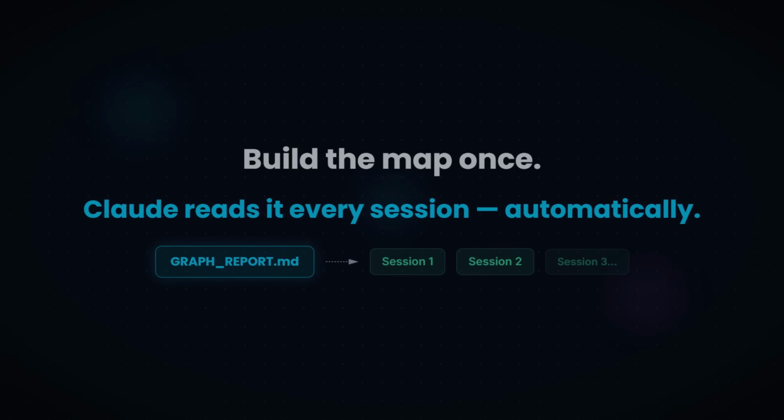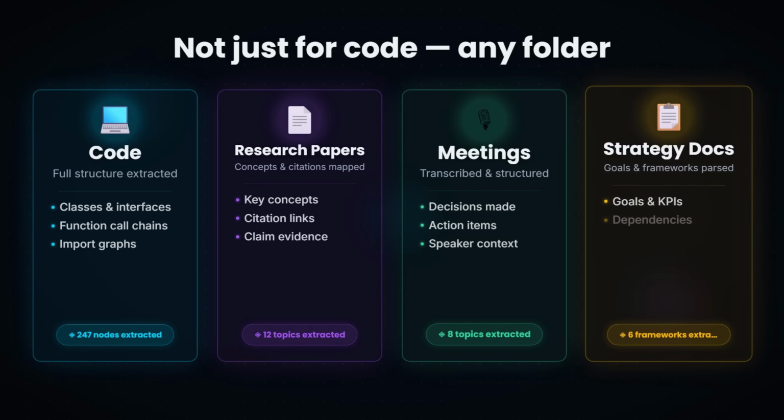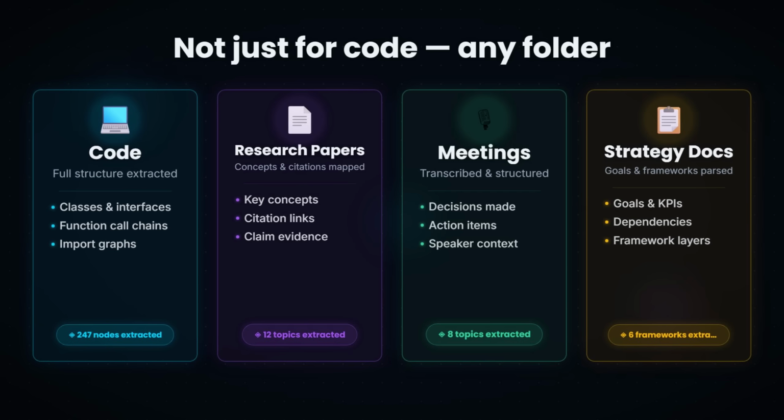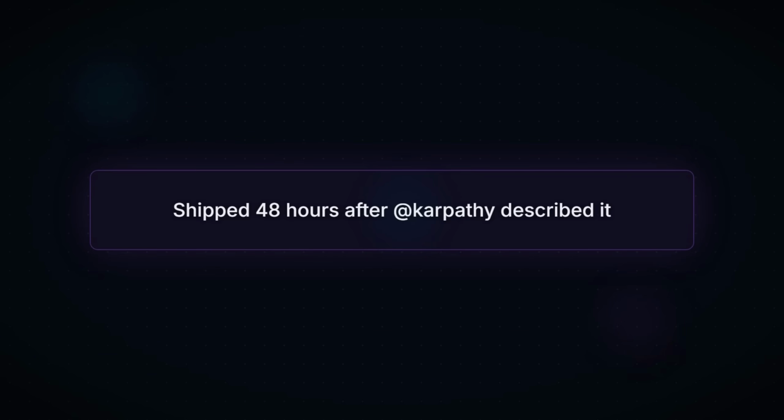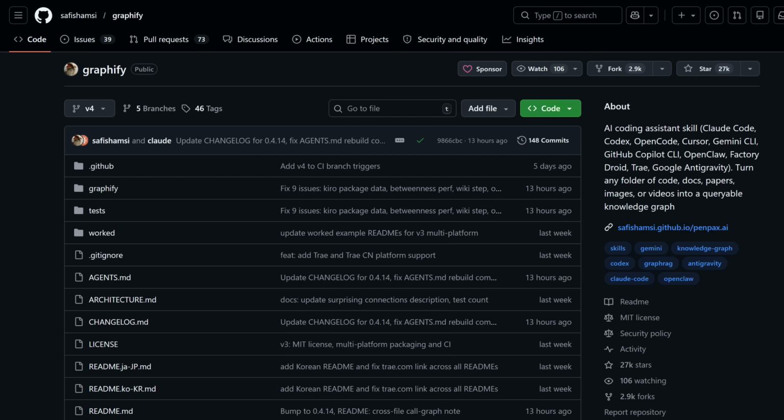And it's not just for code. It also works for research papers, meeting recordings, strategy documents, or any kind of mixed content. I'll come back to that. But first, let me show you exactly how it works under the hood. This tool shipped 48 hours after Andrej Karpathy, co-founder of OpenAI, described exactly what it should do. Currently, it has almost 25k stars.